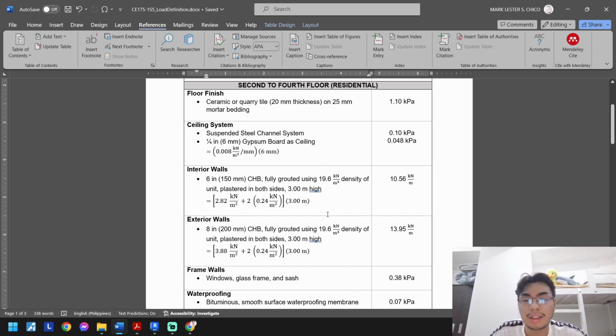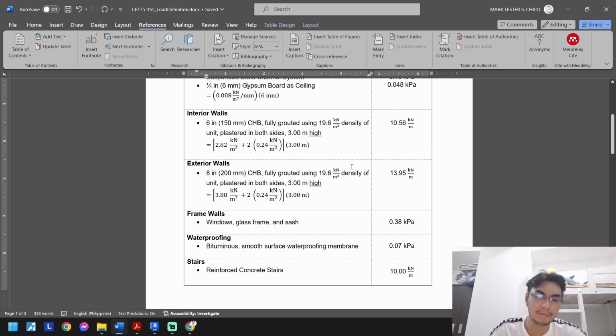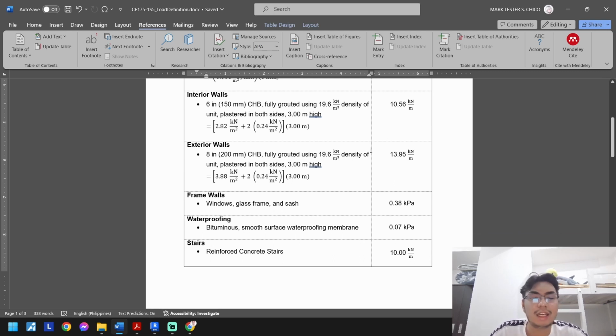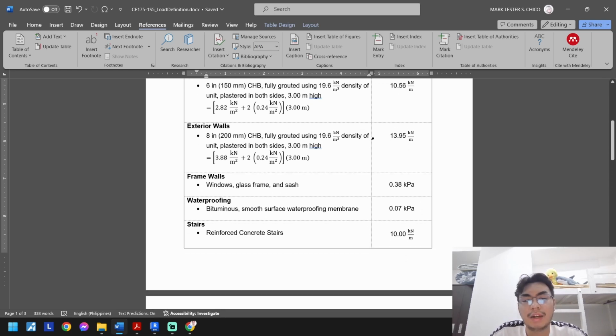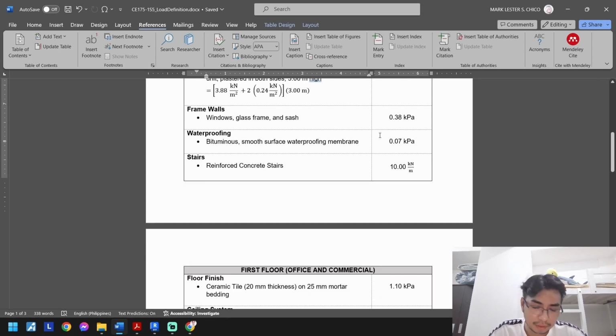Likewise, for the interior walls, we have decided it to be a little bit smaller, so we have decided to use 6 inches of CHB. Then it is fully grouted as well, using 19.6 unit density, then plastered on both sides, also 3 meters high. For the frame walls, we have decided to have it for the windows and such. Then we also have it waterproof as well. And for the reinforced concrete stairs, we assume 10 kilonewton per meter as its load.